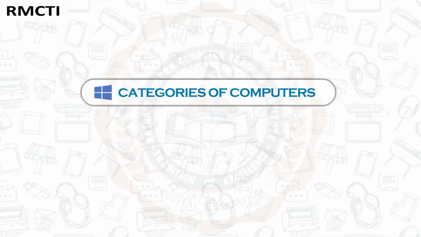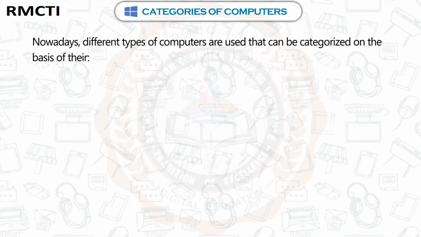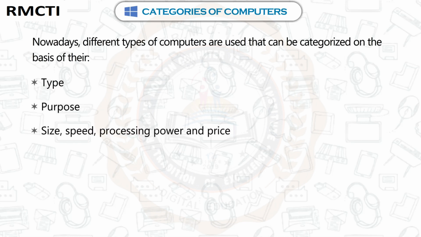Categories of computers. Nowadays, different types of computers are used that can be categorized on the basis of their type, purpose, size, speed, processing power, and price. Let us learn about these categories in detail.